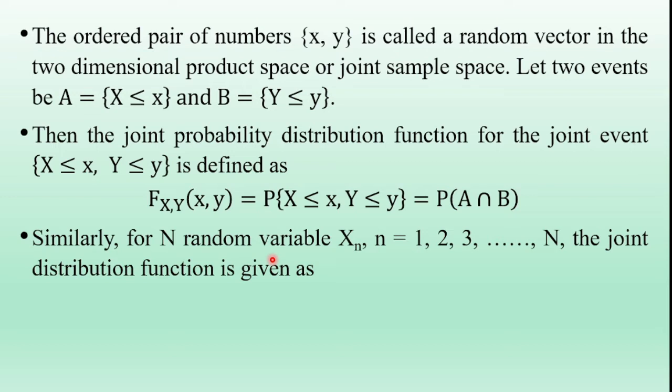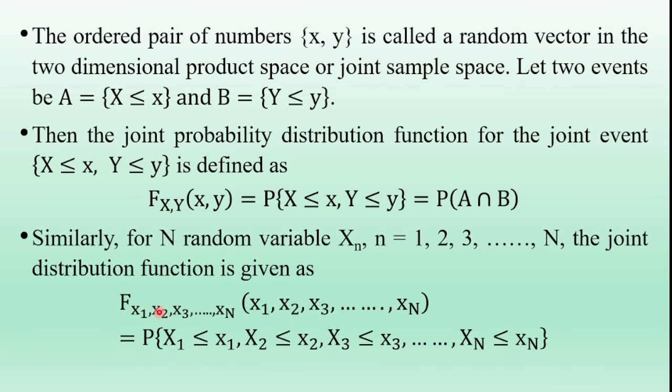Similarly, for N random variables Xn, where n is equal to 1, 2, 3 and so on up to N, the joint distribution function is given as capital F of X1, X2, X3 and so on Xn of x1 comma x2 comma x3 and so on xn is equal to probability of X1 less than or equal to x1, comma X2 less than or equal to x2, and so on, Xn less than or equal to xn. So capital X1, capital X2, capital X3 and so on capital Xn are the random variables, and small x1, small x2, small x3 and so on small xn are the values of the random variables.